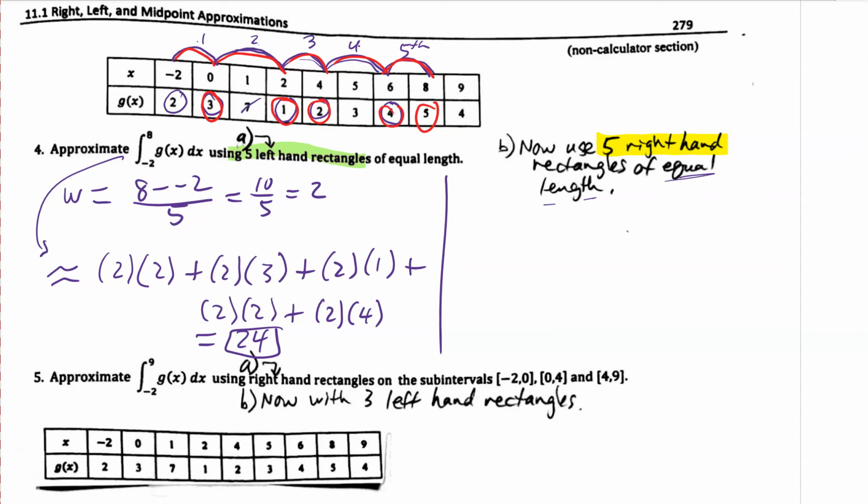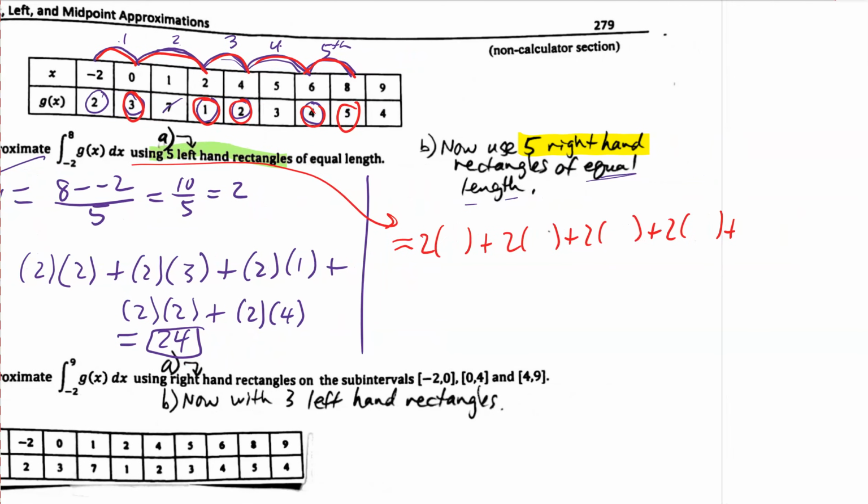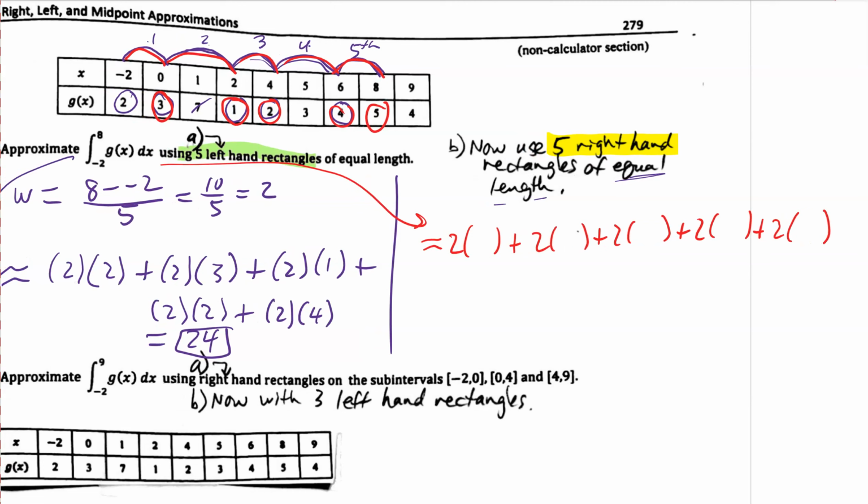So our area will be approximately 2 times the first height, 2 times the second height, 2 times the third, 2 times the fourth, and 2 times the last. You'll notice a different style here. I didn't do parentheses, parentheses. I just did a 2 out front times parentheses. So my first 3 goes in, that's this guy. And then the 1 goes in, that's that guy. And then the 2 goes in, and then the 4, and then the 5.